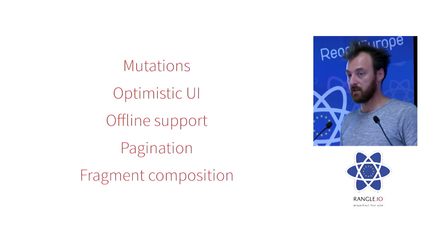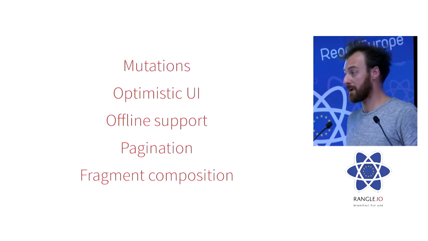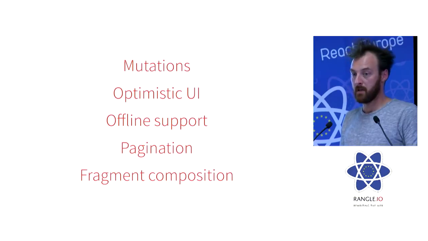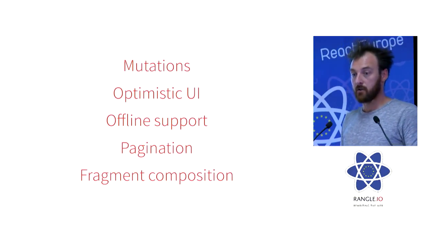So you can specify as part of a mutation the updates that you think will be performed, the result that you expect from the server. You can store that in a temporary action queue. And when the real response from the server comes in, you revert that change and you make the real change you receive from the server.